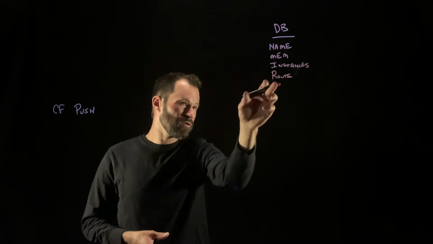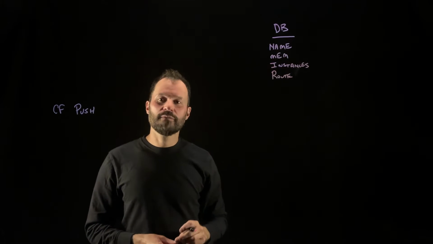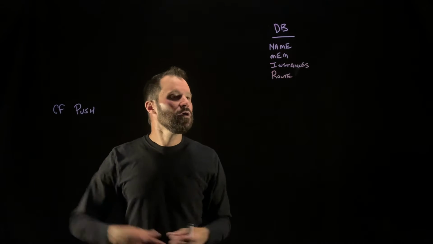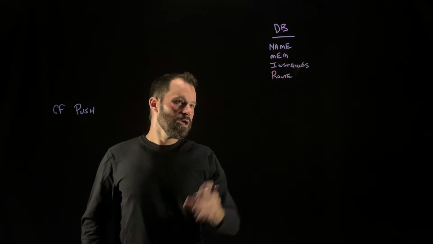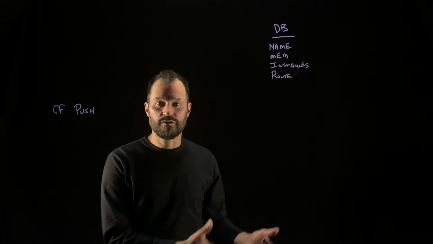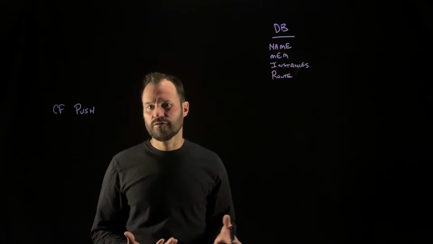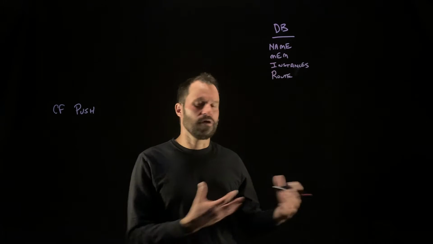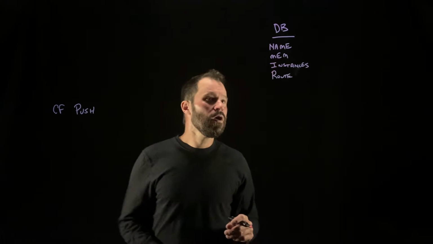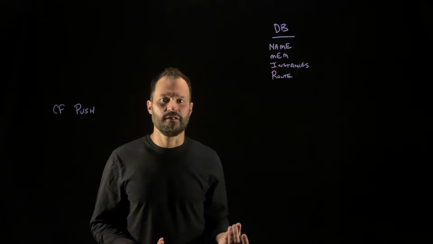Actually, before that even happens, it does a little check and it says, is there an application already in this space with this name? If there is, great, it'll just overwrite it. It also looks at the route and says, is this route actually available if this is a new application? That's to ensure that you don't have any collisions with other applications for other users in other spaces.